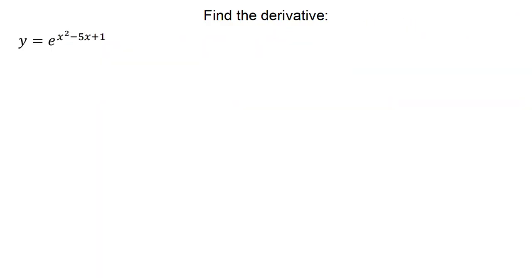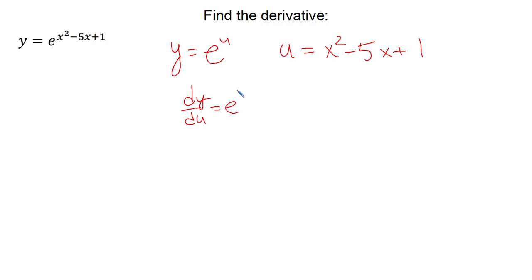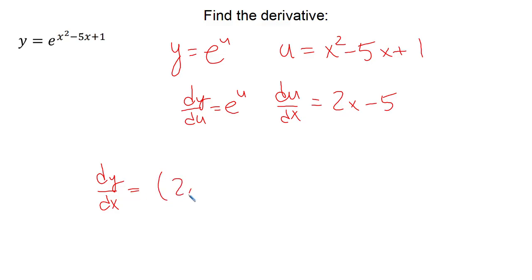For e to the x squared minus 5x plus 1, we're just going to use the chain rule. y is equal to e to the u, where u is x squared minus 5x plus 1. So dy du should be e to the u, and du dx, using the power rule, should just be 2x minus 5. Remember that the derivative of e to the u is just e to the u. So nothing changes there. dy dx will just be that 2x minus 5 times our e to the u, or e to the x squared minus 5x plus 1.